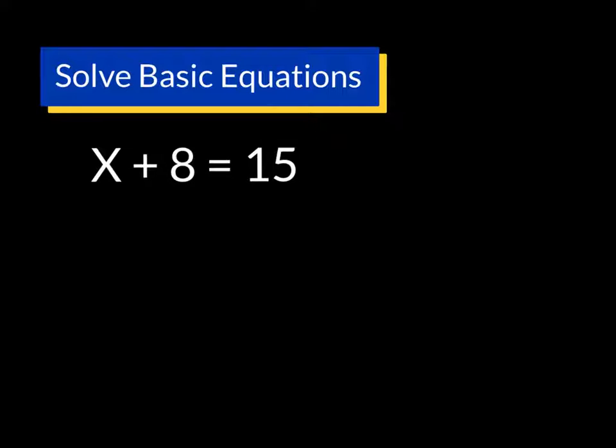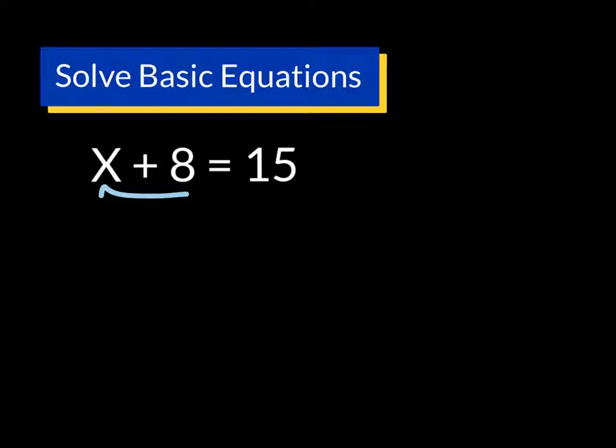Whenever we need to solve for any unknown, the key strategy is to rearrange the equation until we have the unknown value by itself on one side of the equal sign, so x is equal to, and then all the numbers on the other side of the equal sign. So we have x plus 8 on the left side of the equal sign. But remember, we need to isolate it so we only have x.